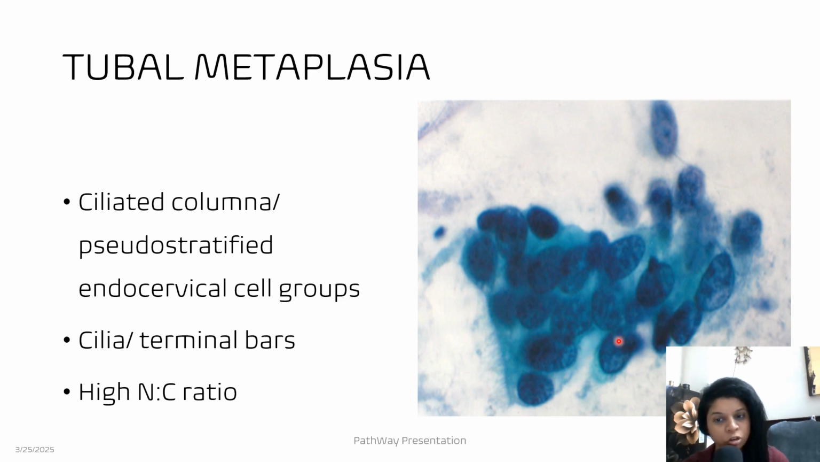They can be either properly columnar cells, or they may form a little syncytium-like appearance. It is a pseudo-stratified endocervical cell group, you can say. They will have a higher NC ratio, but you should not think they are atypical cells. They are just tubal metaplasia; mainly the cilia or terminal bar is the one you have to look for.